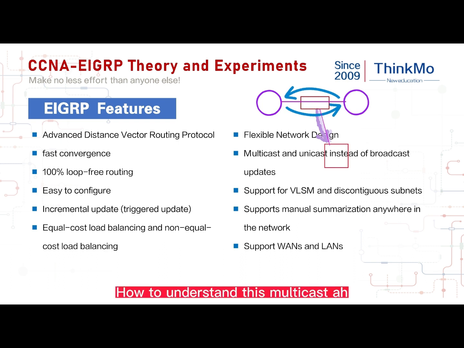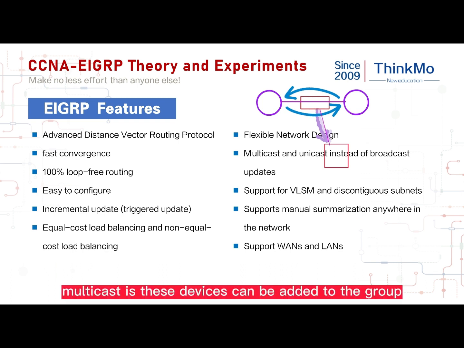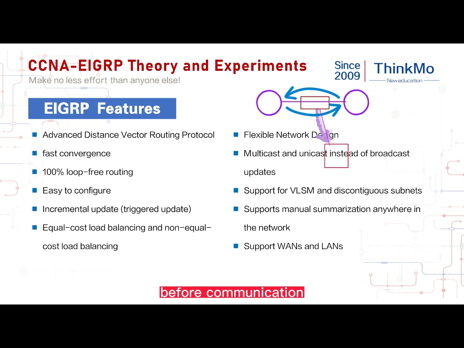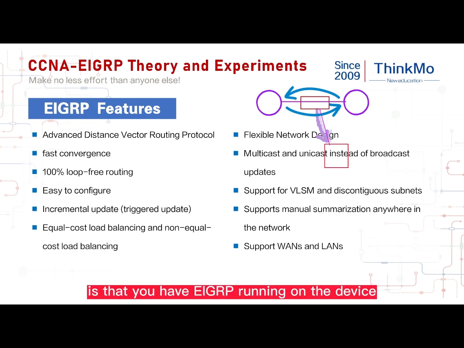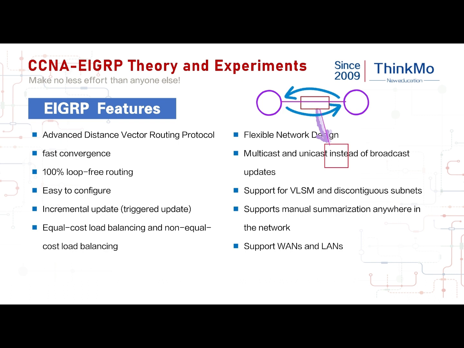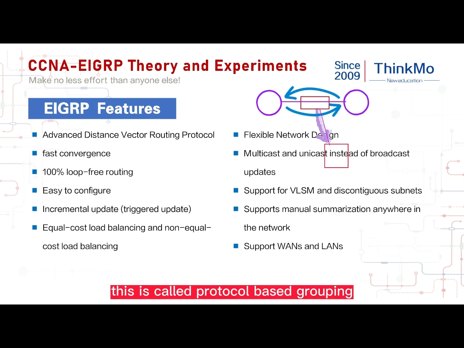How to understand this multicast? In fact, I told you briefly before. Multicast is that these devices can be added to a group before communication. So how do we define multicast when we run EIGRP? It is that you have EIGRP running on the device, and after the declaration is completed, the group will be added automatically. This is called protocol-based grouping.